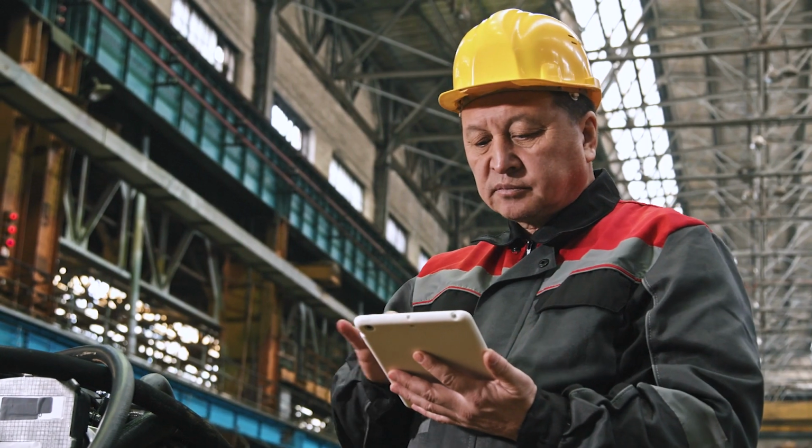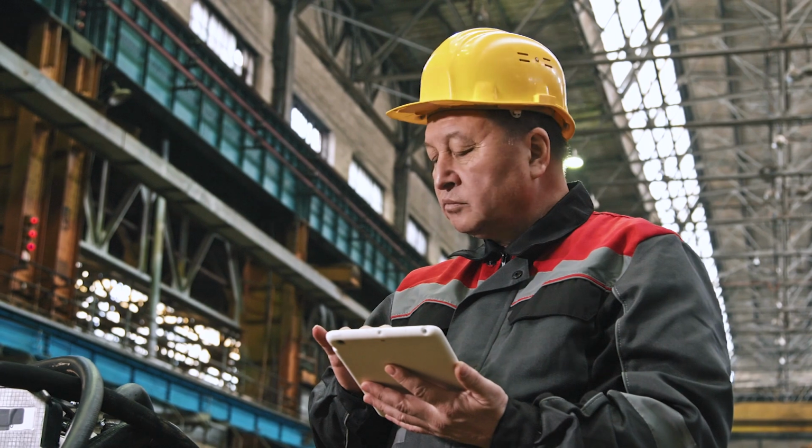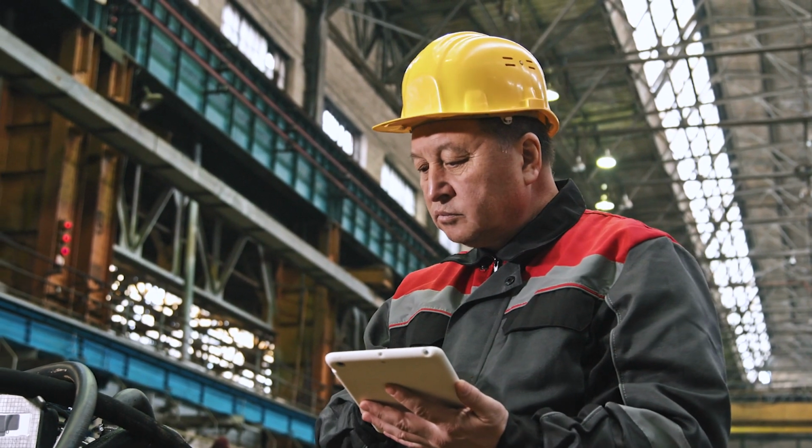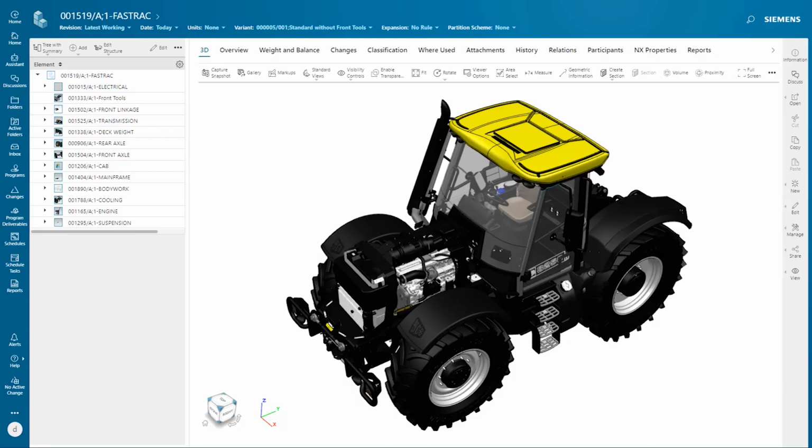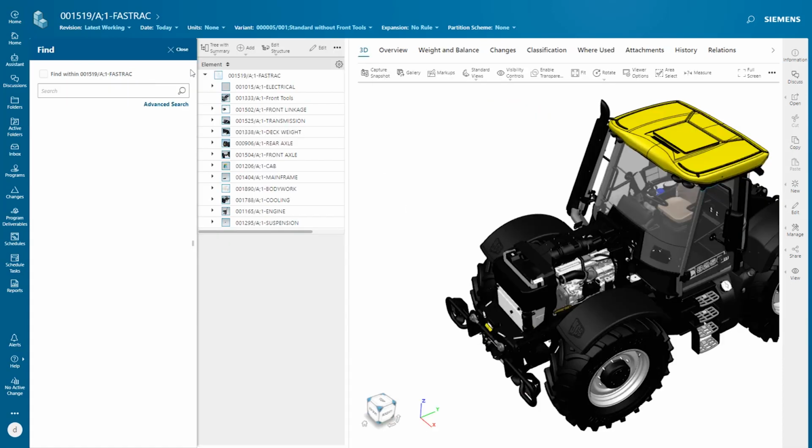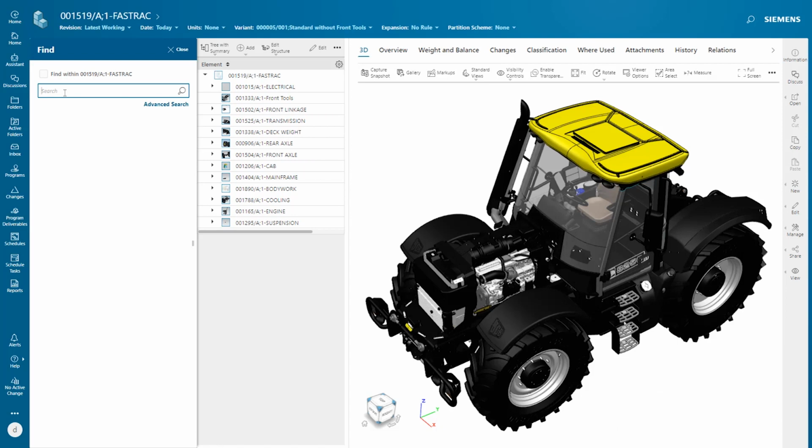A tractor manufacturer is performing a maintenance study. They need to evaluate the accessibility of the oil filter, considering if there is enough space to avoid dripping oil on surrounding components, as well as the minimum distance to potential hot components.